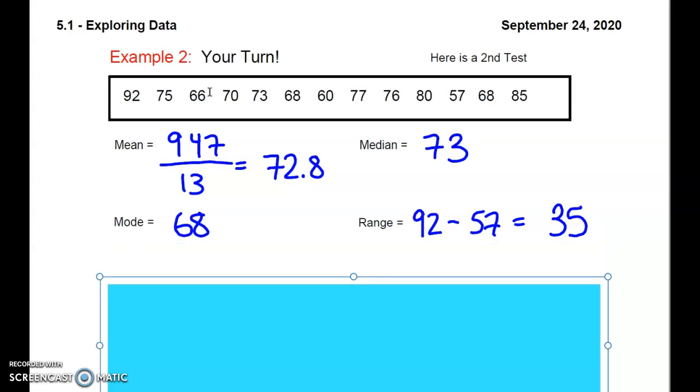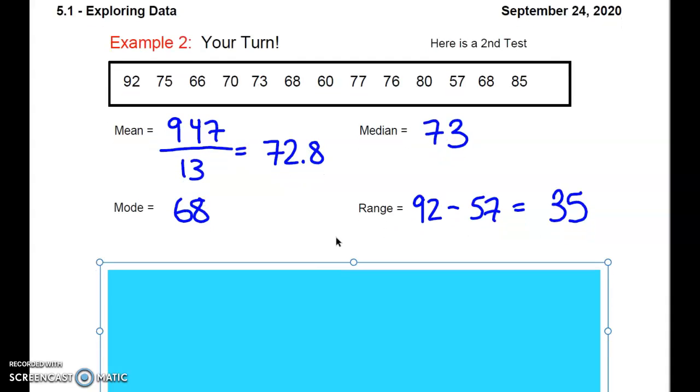Then the mode. So which number here is there the most often? When you look, hopefully you see that 68 is there the most often. Then you have the range. So 92 subtract 57, right? So our max subtract our min is 35.